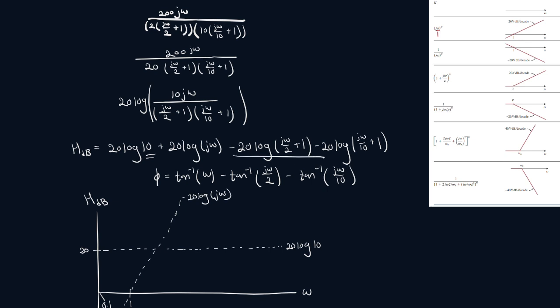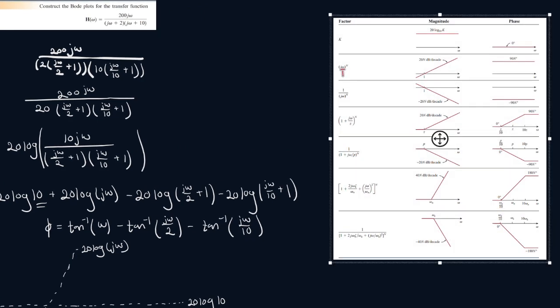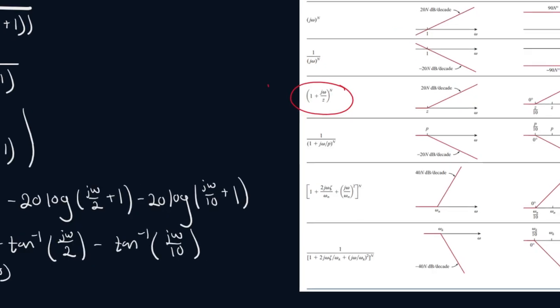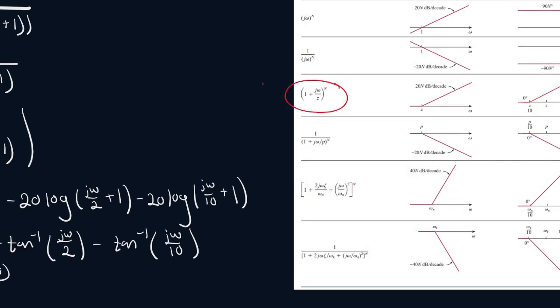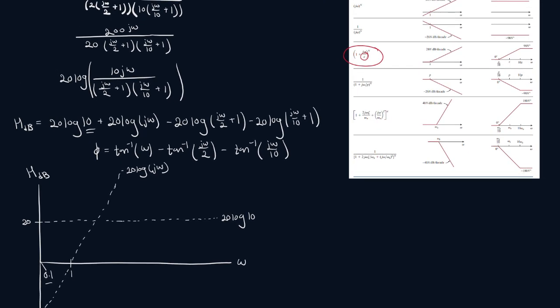Now we have minus 20 log of JW over 2 plus 1. We see this one looks the closest to it. We see at Z, which is whatever it's being divided by, in this case Z will be 2. So at 2, it breaks up. Okay? So let's say this is 2.